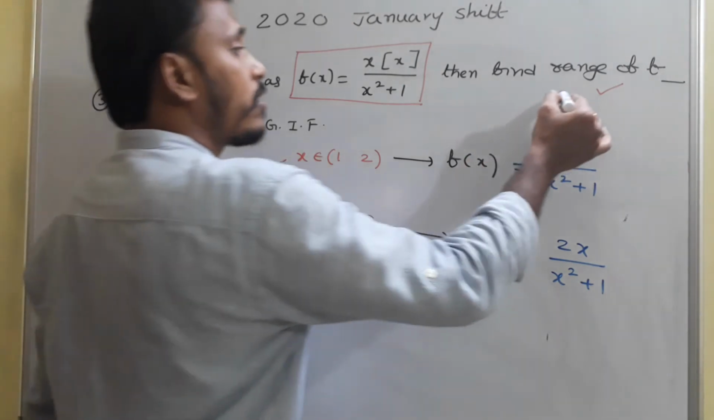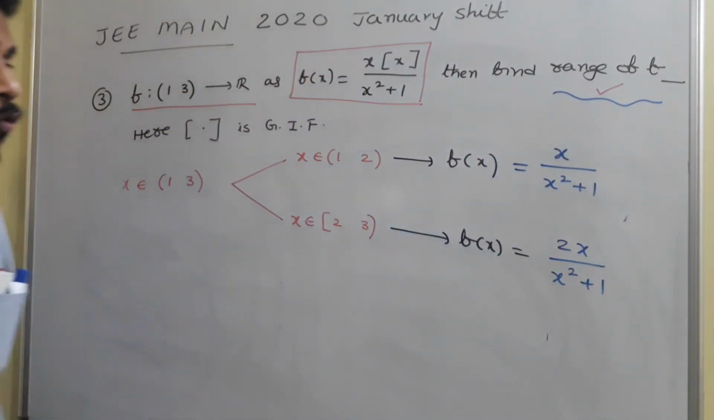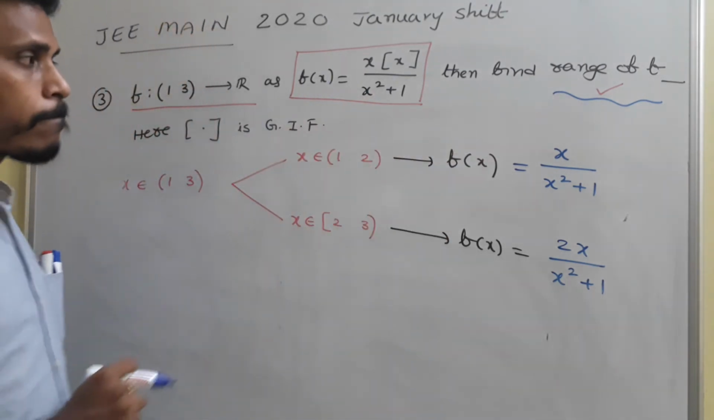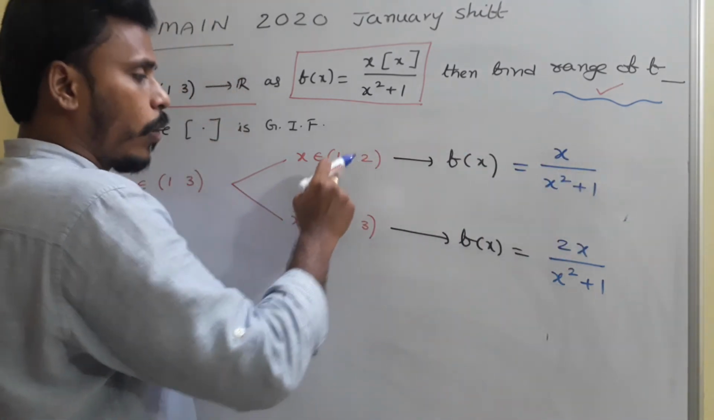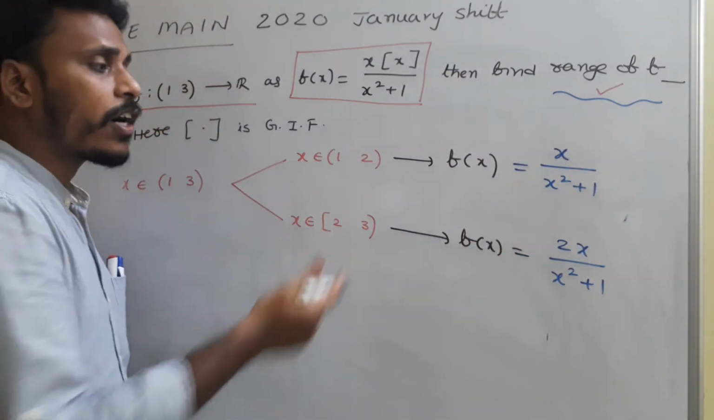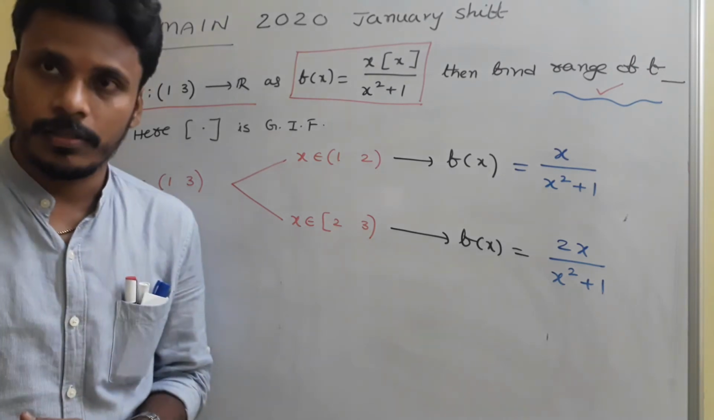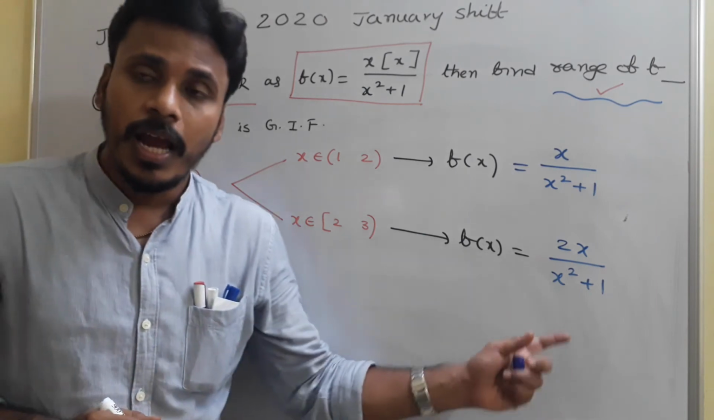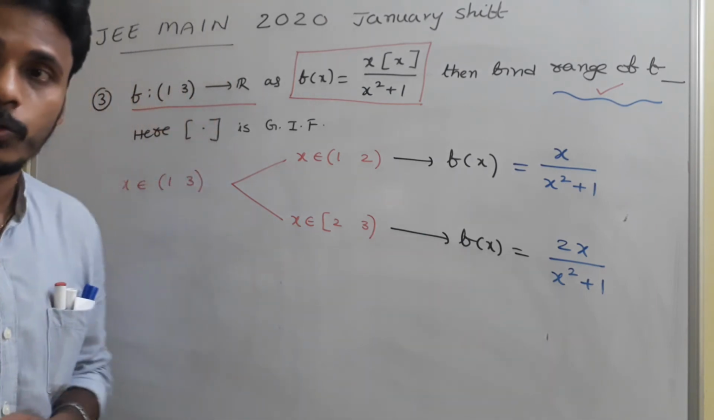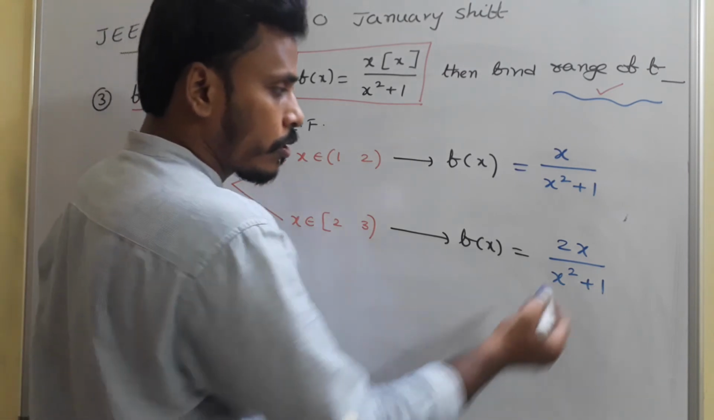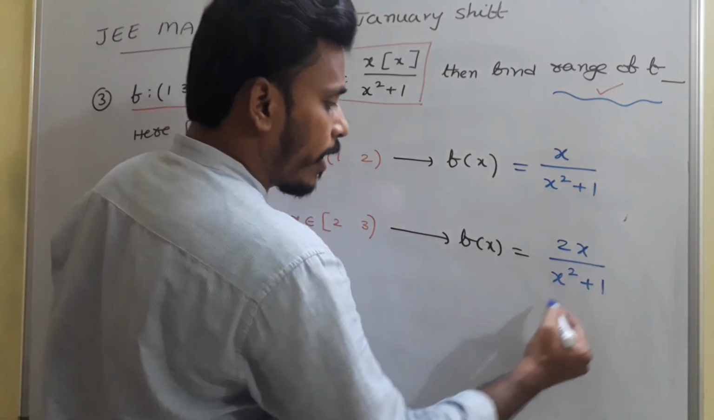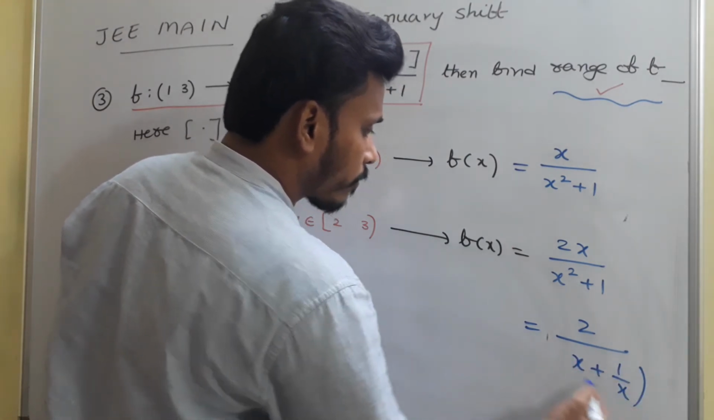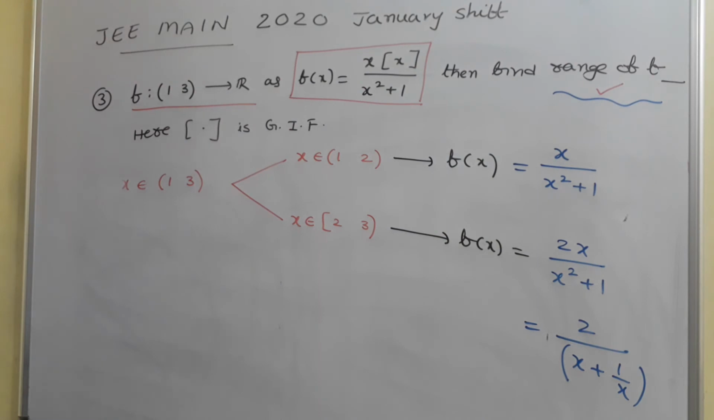Now, the question is about finding the range of f. To find the range of f in this region 1 to 2, think about what its value is at 1, what its value is at 2, and how the function is behaving. That is everything we need to discuss. Here f of x is x by x square plus 1, and here it is 2x by x square plus 1. If you send this x to the denominator, it becomes 2 by x plus 1 by x.